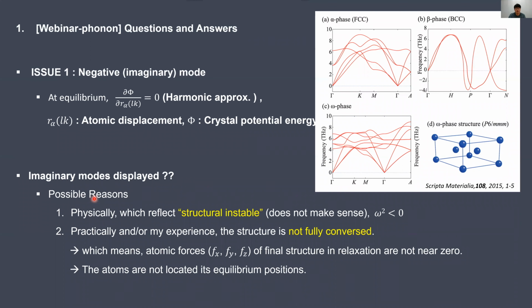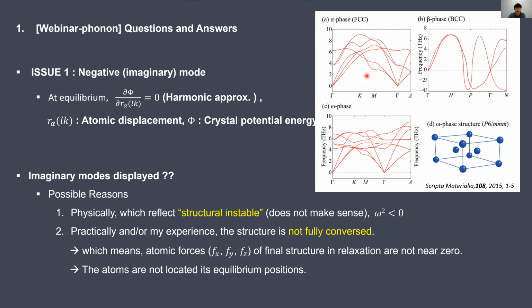Phonon negative modes, or imaginary modes, are very important in scientific research because imaginary modes reflect structural instability. First I want to explain the harmonic approximation. In the harmonic approximation, the derivative of the crystal potential energy with respect to atomic displacement is zero at equilibrium. For example, this is from a very famous paper in 2015.